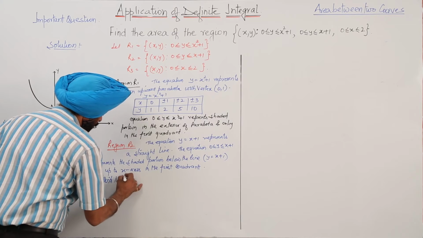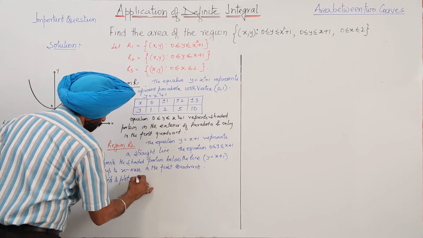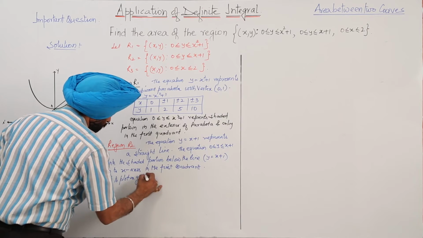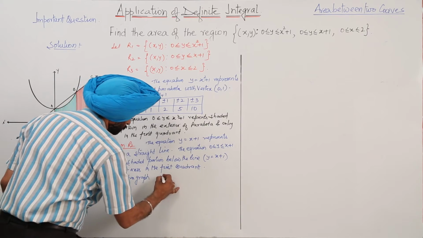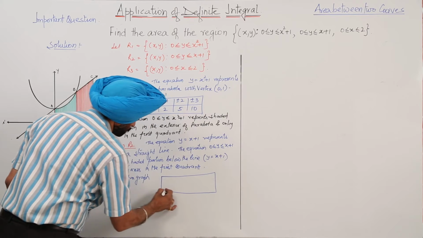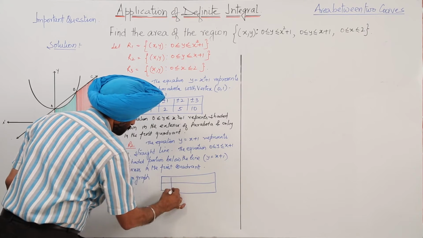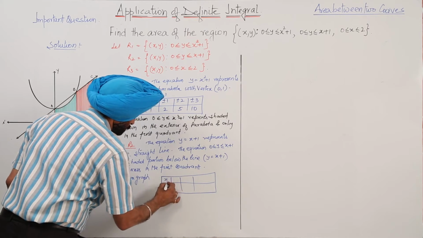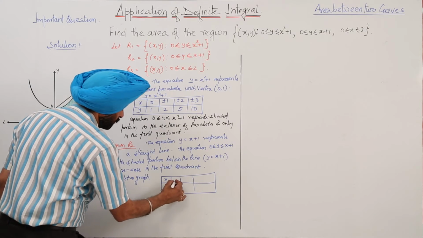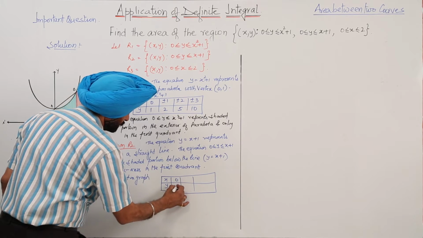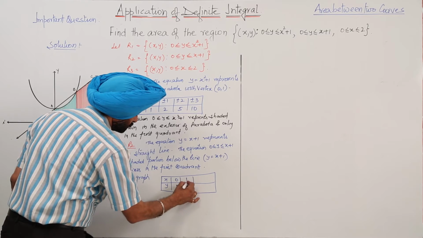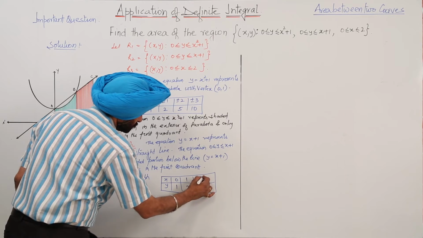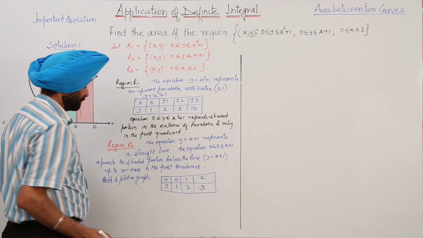Points to plot on the graph: (x, y), when x is 0, y is 1; when x is 1, y is 2; when x is 2, y is 3.